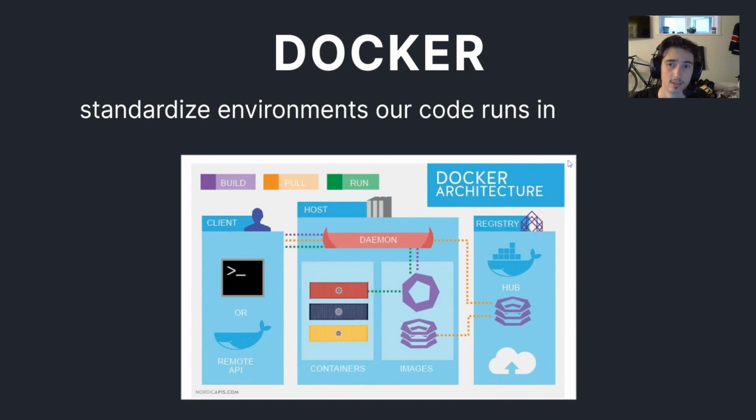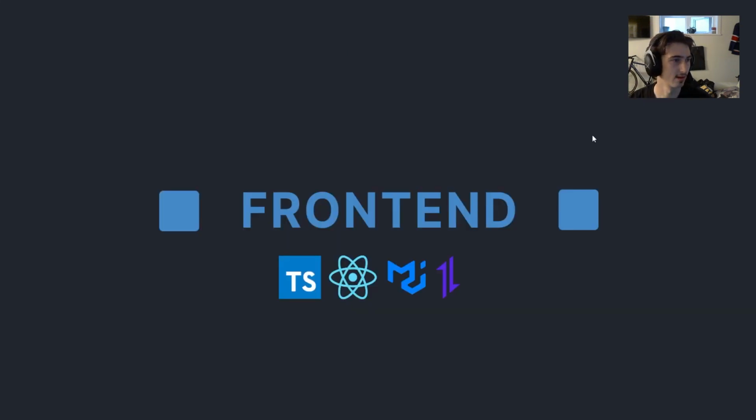A lot nicer. All right, gonna jump into the front end here. So the front end uses TypeScript, which is a superset of JavaScript. It uses React and it uses MUI and Axios. So MUI is our component library and Axios is our API framework. It's just like a wrapper that makes it easier to use requests and stuff like that.